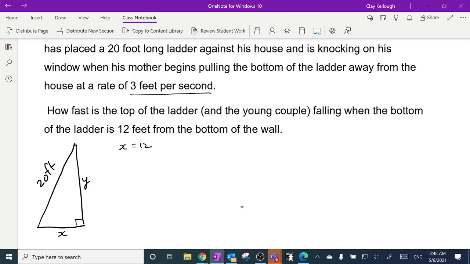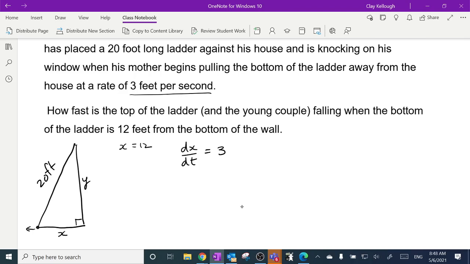We're given that the mother is pulling from here, pulling that way. And so that would be the change in the x distance at a rate of 3 feet per second. So dx by dt is 3 feet per second.